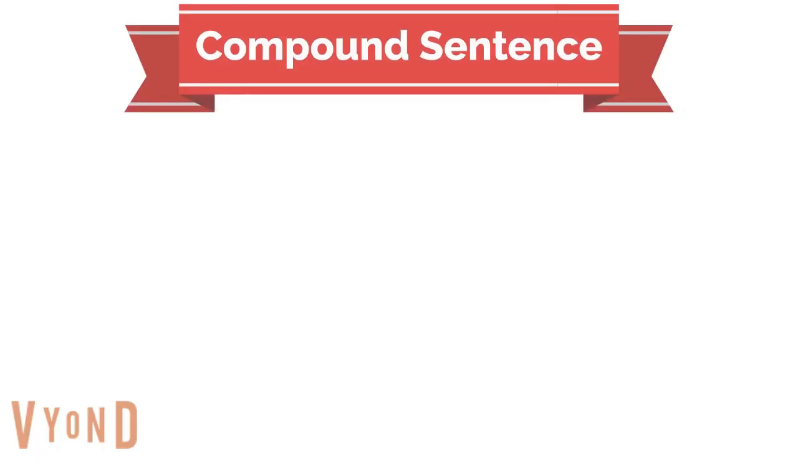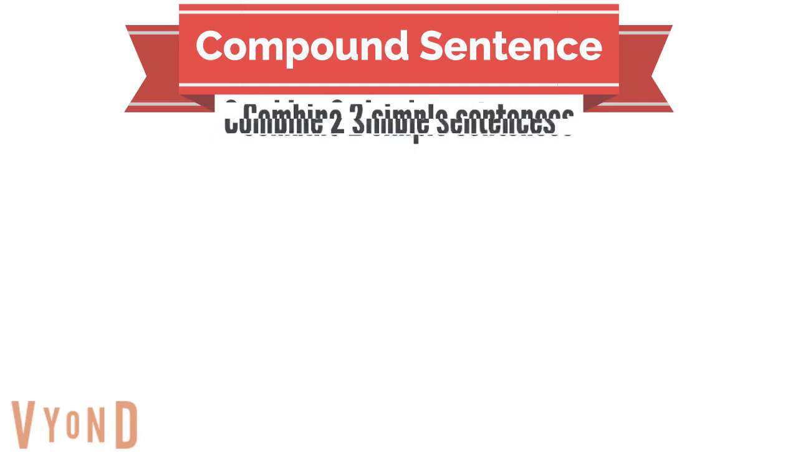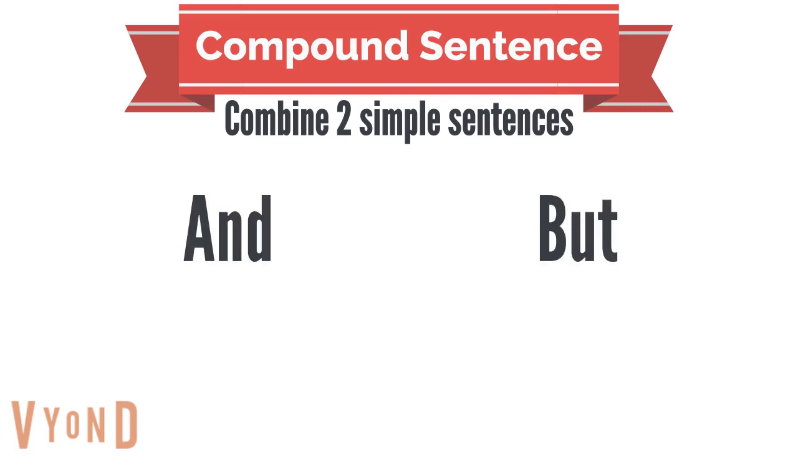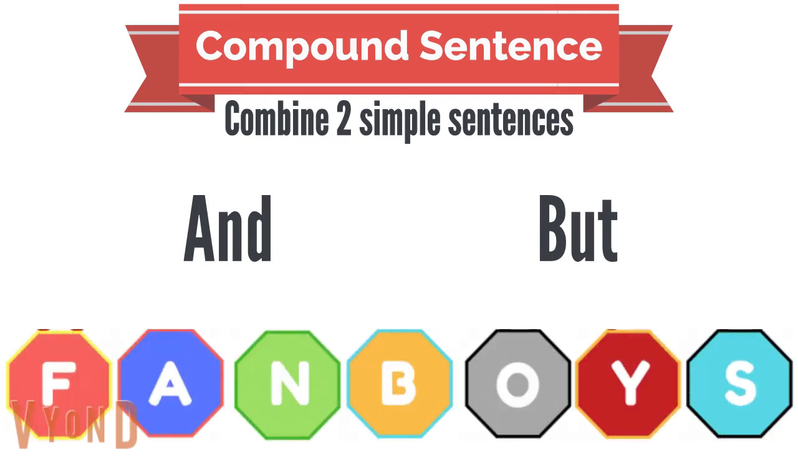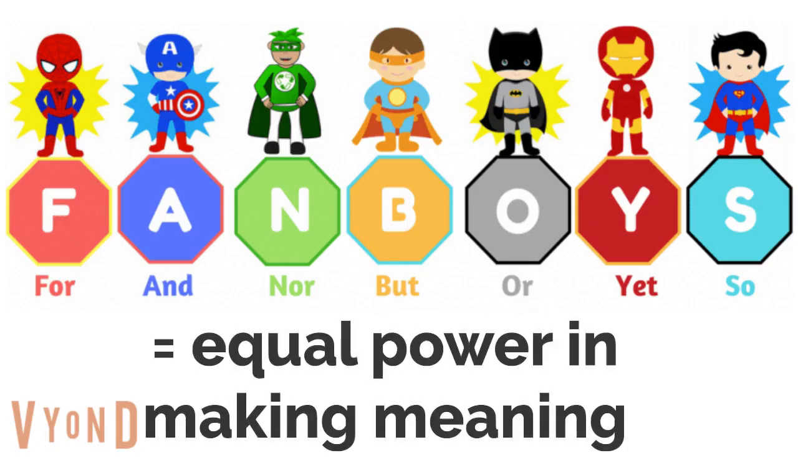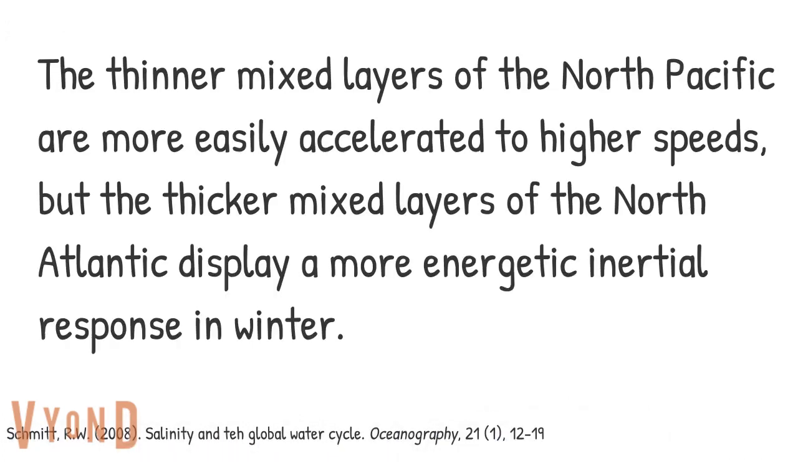You can build a compound sentence by combining 2 simple sentences or independent clauses, and there are 3 ways to do this. First, you can use a linking word like and or but. These come from a group of linking words called fanboys. This is a linguistic acronym, seriously. The most important point about fanboys is that they join the independent clauses equally in terms of the importance of meaning. Here is an example.